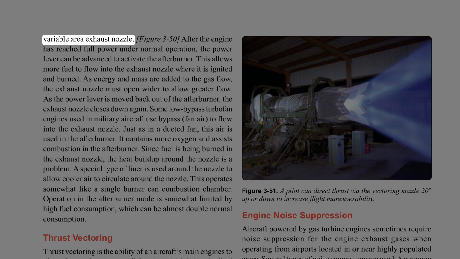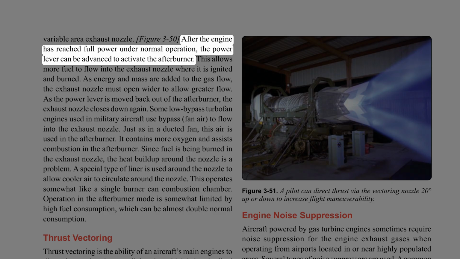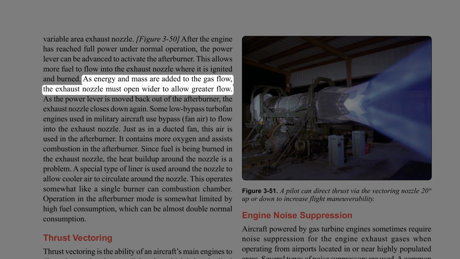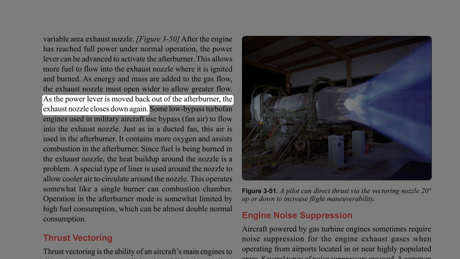Variable area exhaust nozzle. After the engine has reached full power under normal operation, the power lever can be advanced to activate the afterburner. This allows more fuel to flow into the exhaust nozzle where it is ignited and burned. As energy and mass are added to the gas flow, the exhaust nozzle must open wider to allow greater flow. As the power lever is moved back out of the afterburner, the exhaust nozzle closes down again.